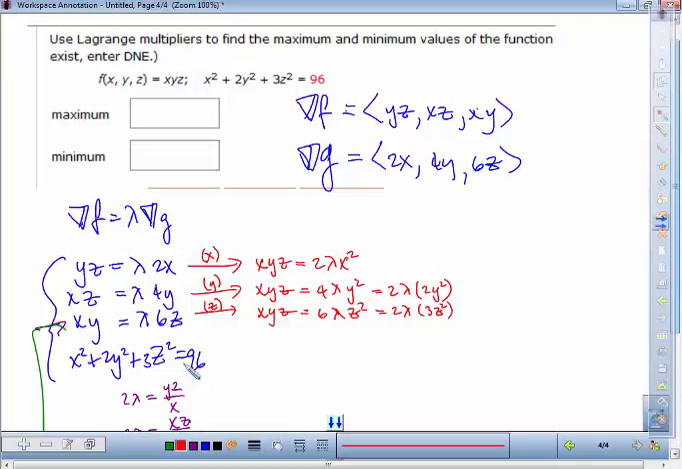Divide by 2 lambda. So xyz divided by 2 lambda, and I can divide by lambda because lambda should never equal 0. So I got x squared is equal to xyz divided by 2 lambda. 2y squared is equal to xyz over 2 lambda, and 3z squared is equal to xyz divided by 2 lambda. So they're all equal to each other.